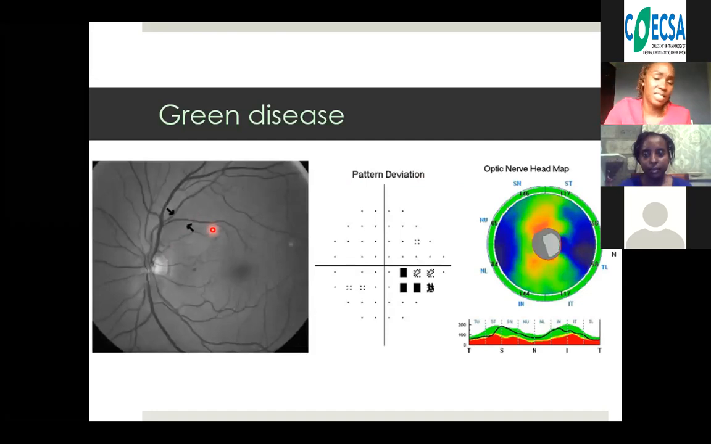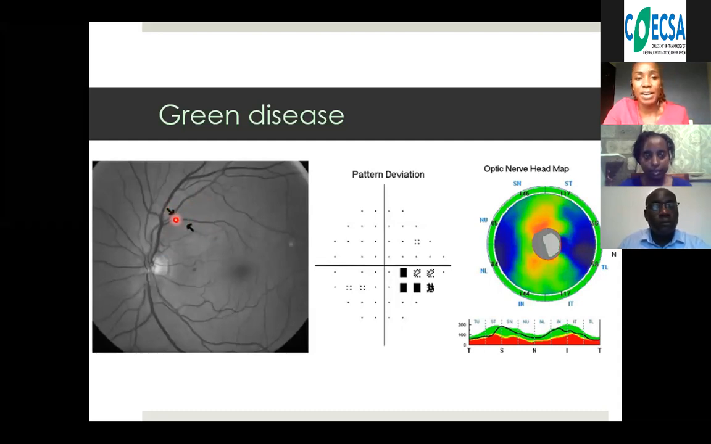So for example, this patient has a normotensive glaucoma. The red free filter, it may not be very clear here, but was showing an area of RNFL loss in this sector, which was represented in the visual field machine. In the visual field printout, the pattern deviation showed an inferior defect. However, the OCT was quite normal. When the OCT took the average, it brought it to normal. So this is what we call green disease.